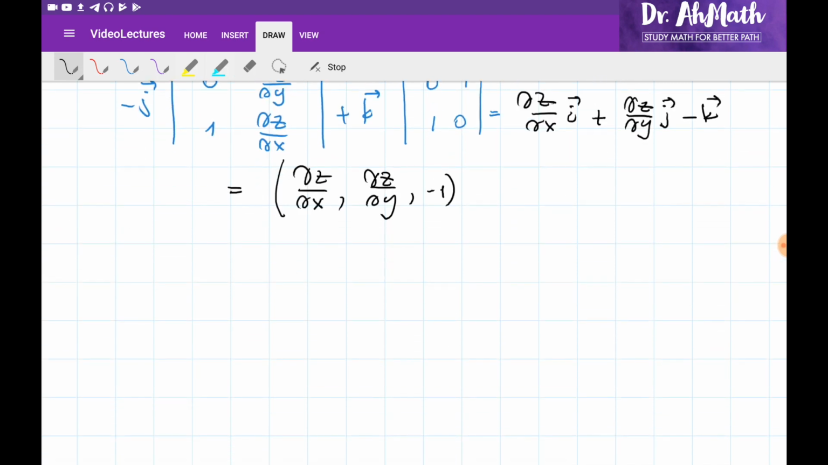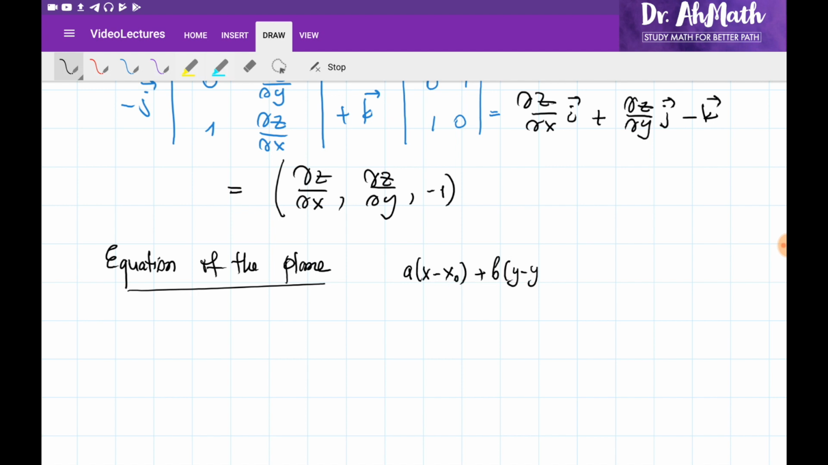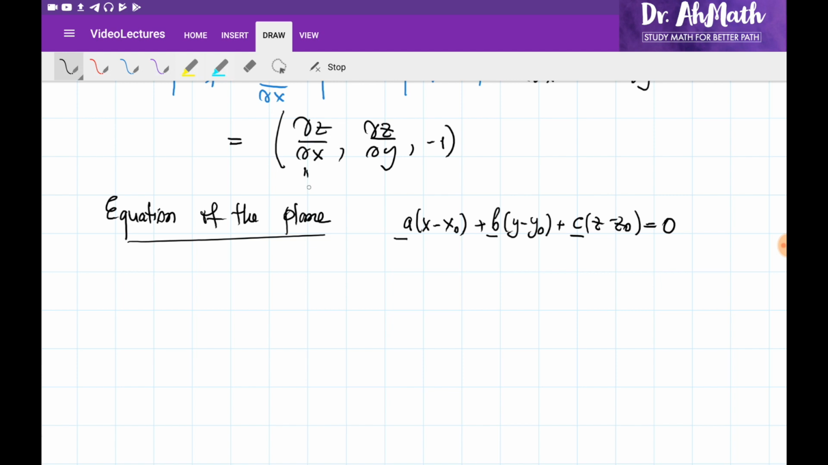Do you remember that we used to write the equation of the plane in general as a multiplied by x minus x0, plus b multiplied by y minus y0, plus c multiplied by z minus z0, is equal to 0, where a, b, and c are the components of the normal vector? So I just need to substitute: this was the a, this was the b, and this was the c. If I substitute them, I would obtain the following result.